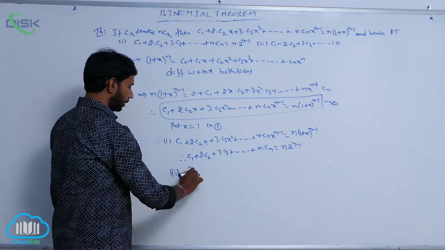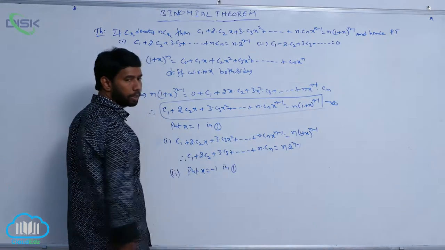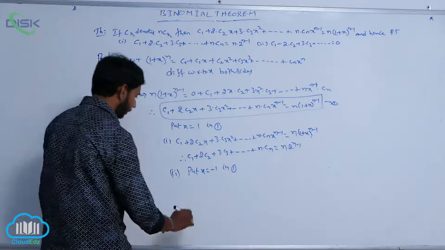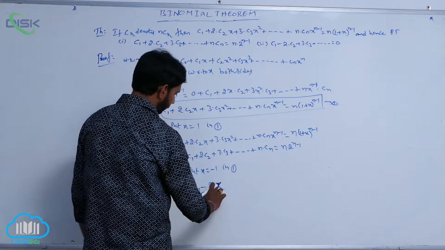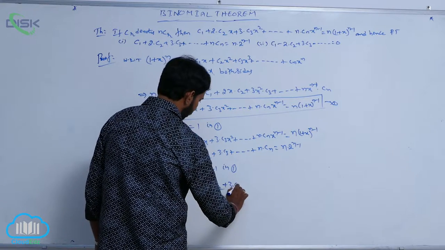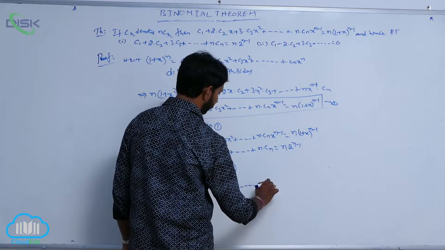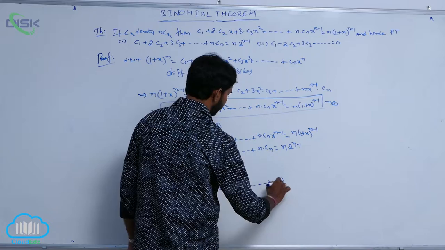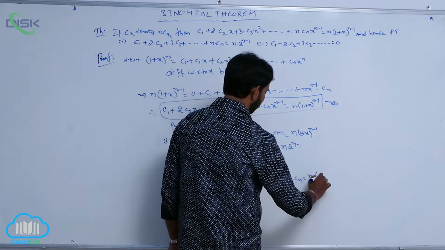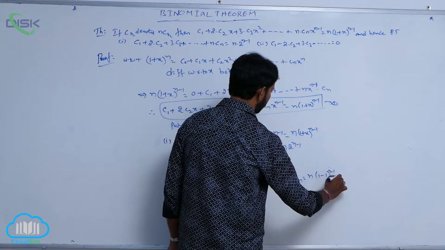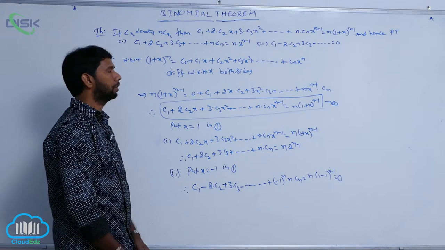And next, put x equal to -1 in condition number 1. Therefore C1 - 2C2 + 3C3 and so on, plus (-1)^(n-1) n·Cn is equal to n(1 - 1)^(n-1), which is equal to 0, since (1 - 1)^(n-1) is equal to 0. This is the second bit.